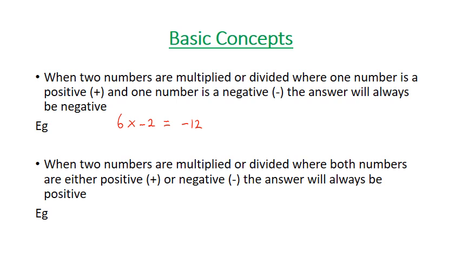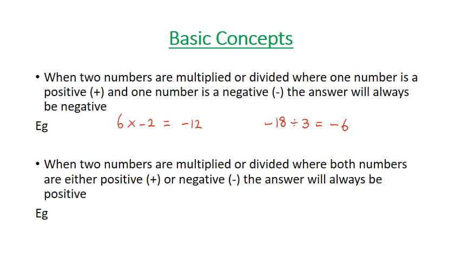If we had a divide and we had negative 18 divided by positive 3, again we have one positive and one negative, therefore our answer is going to be negative, and our answer is just going to be 18 divided by 3, which is 6, therefore negative 6.